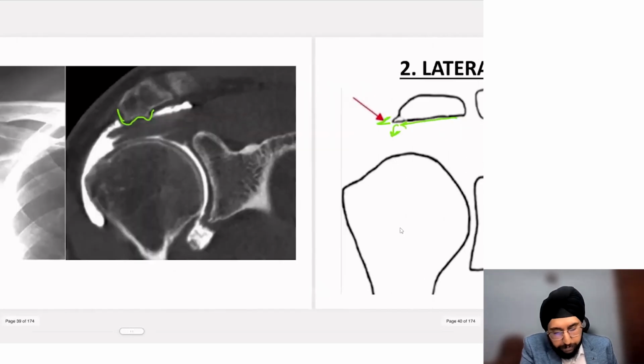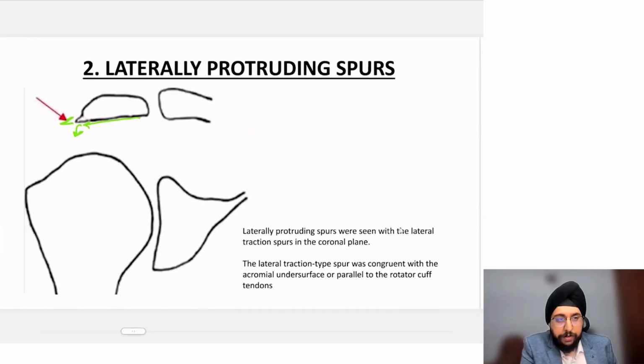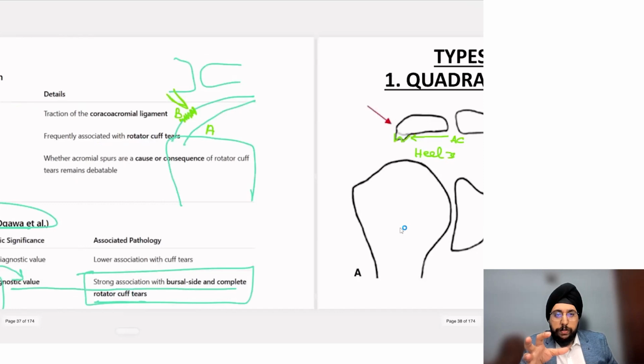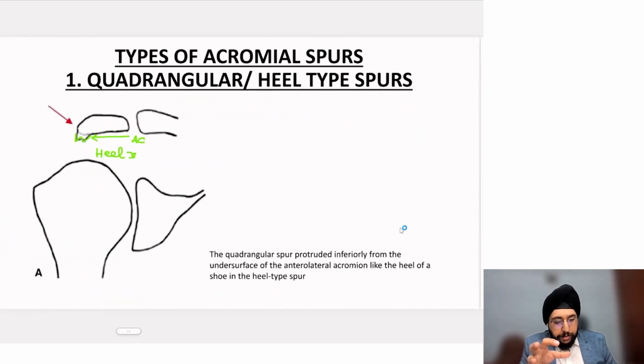I almost missed 40 slides. Don't worry. We are discussing the causes of subacromial impingement. Now we are basically on the spurs, so we are discussing different types of acromial spurs. We started with the first one, the quadrangular type or heel type of spur. It should be away from the AC joint.